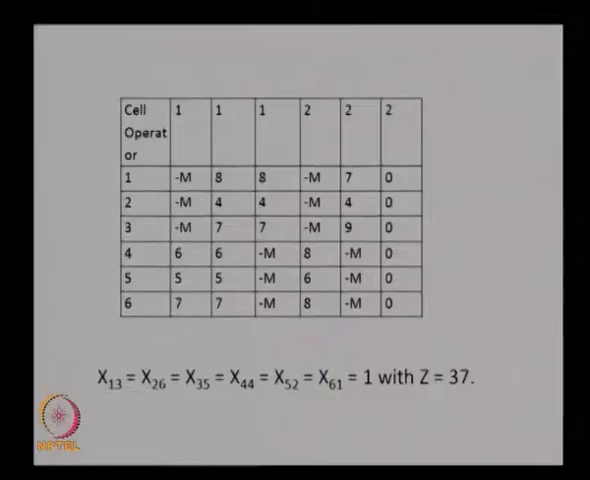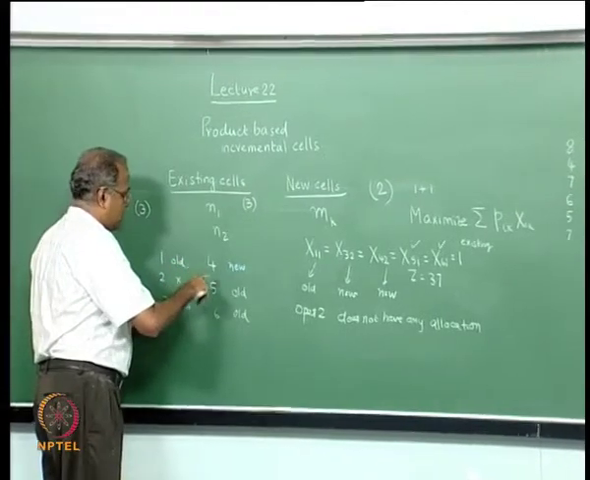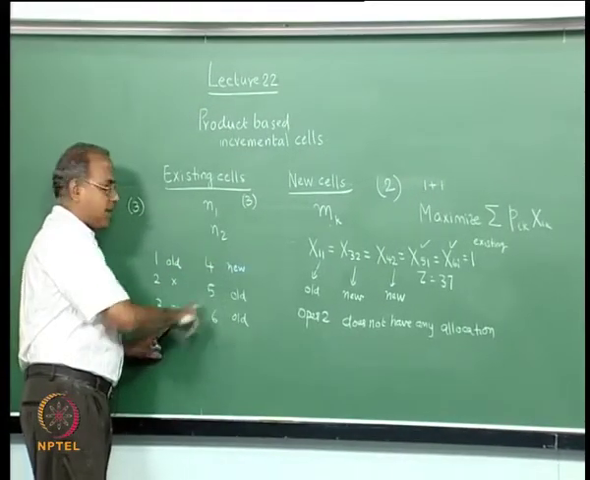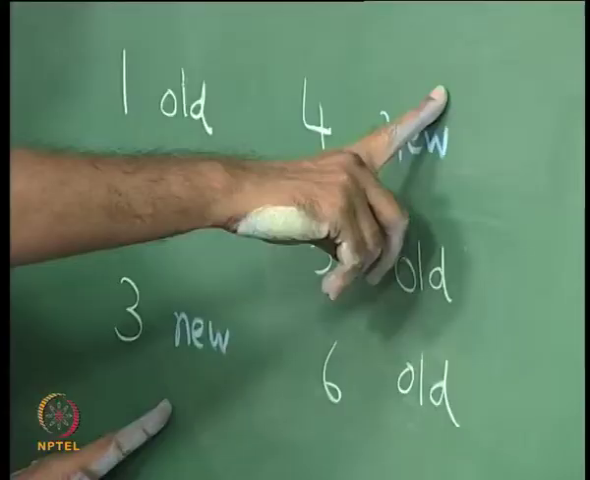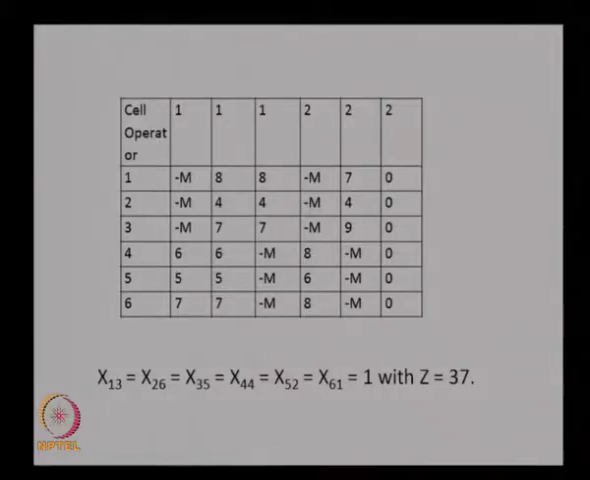Now, what will happen is when one experienced operator goes to the new cell, here we have a situation where the new cell has one experienced operator and one new operator should go to the new cells. So, those are given by the columns 4, 5 and 6. 6 is a dummy. So, one of the experienced operators should go.